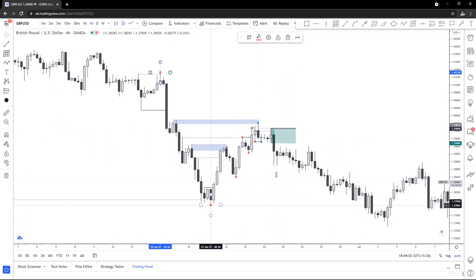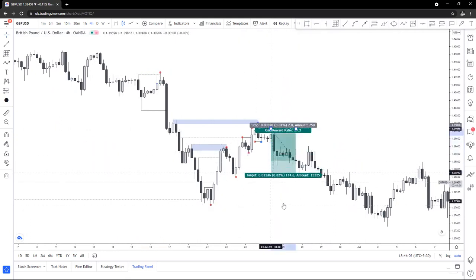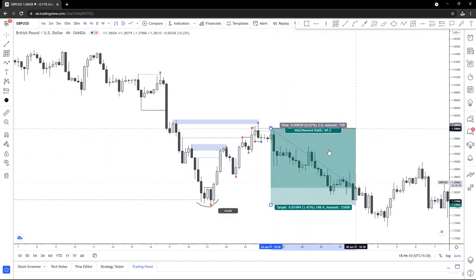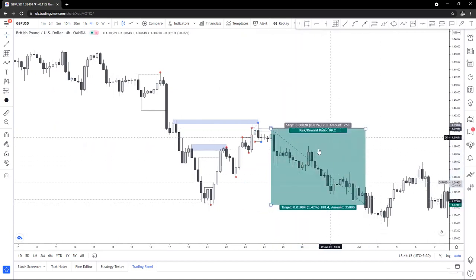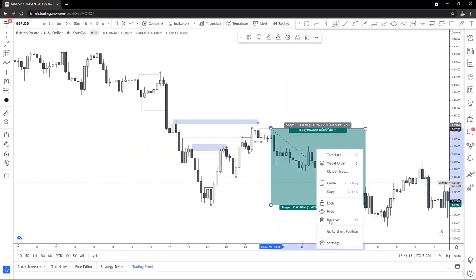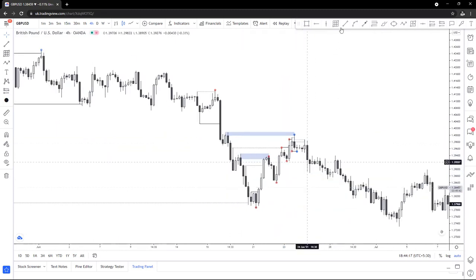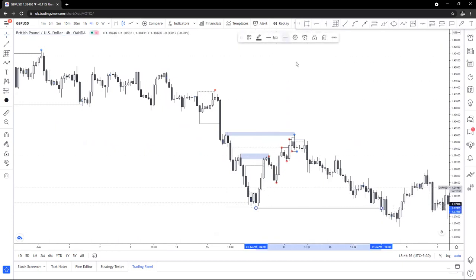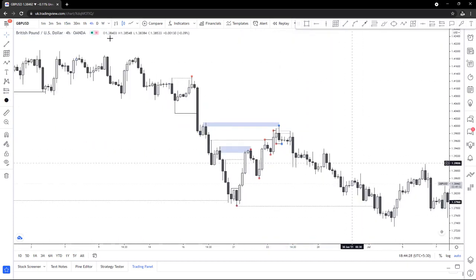You see the risk to reward ratio? That's the 1 to 99. Crazy, right? That's the 1 to 99, because I exited and took out my full partials at this low, the full amount, because I know price has to come back down.